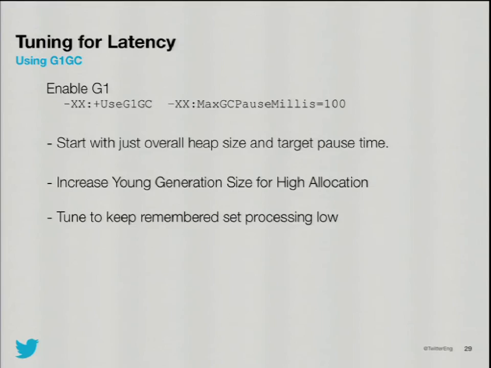Right. So again, one last notion for G1. If you get to the point where you see it's not keeping up with your rate of allocation, yes, increasing the size of young generation makes sense as the next step, but don't do that first. As you look at G1 output logs, you'll see how much time is spent copying, how much time is spent with remember sets, and you want to tune it to keep remember set processing and the time spent manipulating remember sets low. You want to see most of the time spent copying.